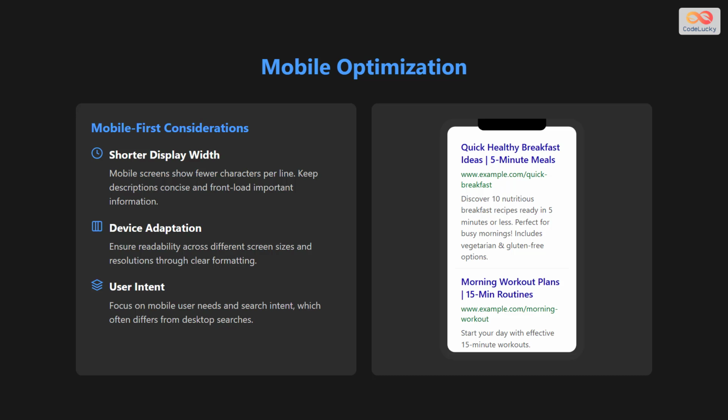Mobile optimization is key for meta descriptions. Mobile screens have shorter display widths, so keep descriptions concise. It's important to ensure your meta descriptions adapt across different screen sizes and resolutions. Also, focus on mobile user search intent. Mobile users often have different needs than desktop users. Here's a preview of how a couple of well-crafted meta descriptions may appear on a mobile screen. The descriptions are concise and provide key information up front.